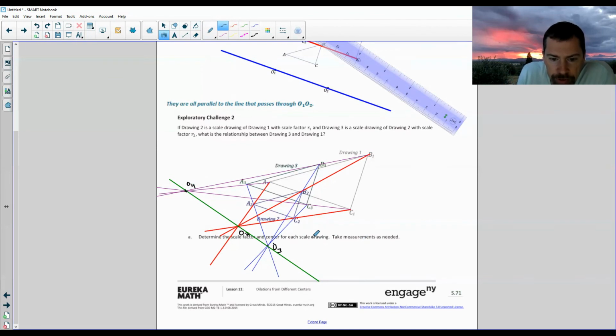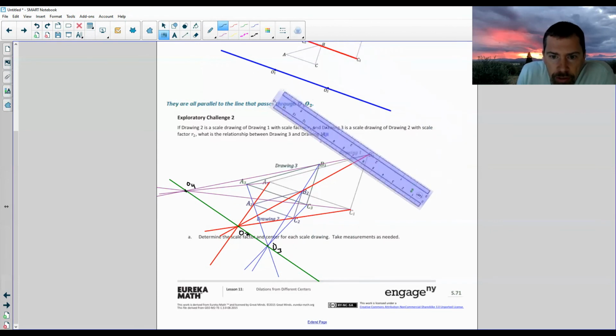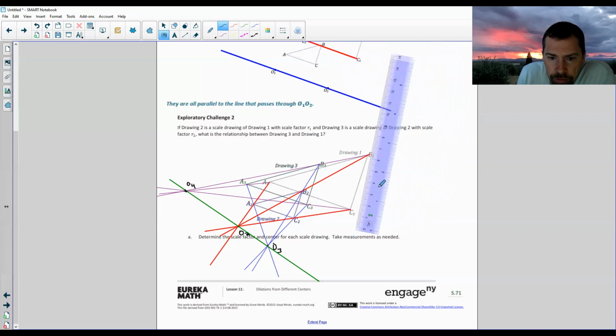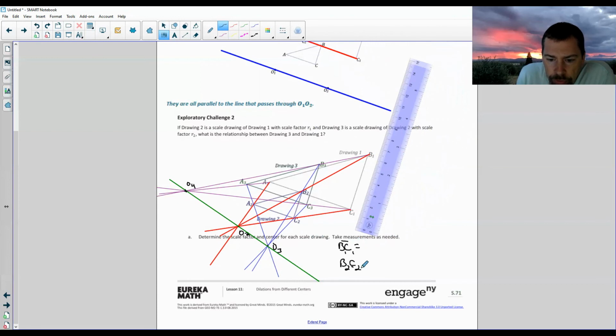It says to determine the scale factor of each scale drawing by taking measurements as needed. So if I measure, let's just focus on the side BC. So I'm going to say B1C1 equals, B2C2 equals, and B3C3 equals. So I'll measure those 3.